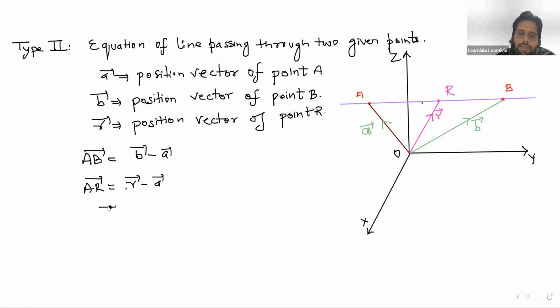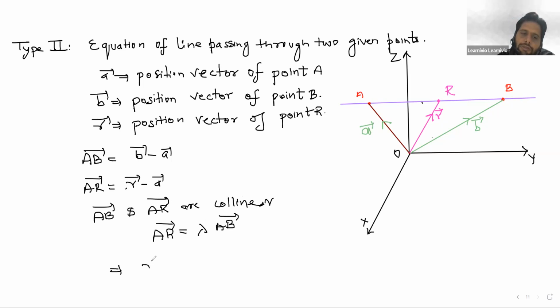So AB and AR are collinear. So again, the same thing. We can say that AR is equal to lambda times AB. What is AR? AR is R minus A. What is AB? AB is B minus A. So what is R in this case? R is A plus lambda times B minus A.